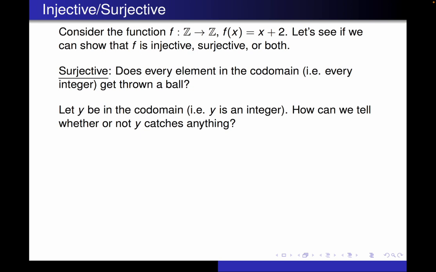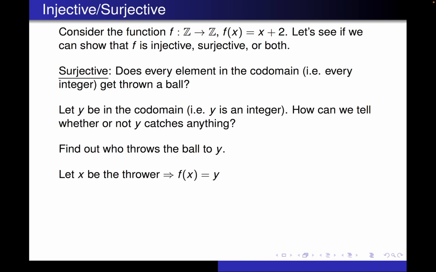Well, the most straightforward strategy for this is to actually try to find out who, if anybody, throws the ball to y. Is there any integer in the domain that actually throws the ball to y? And if so, which one? So let's see if we can figure out which one it is by saying, well, let's pretend there's a thrower x. Let's see if we can figure out what x is. Well, if x is the thrower who throws the ball to y, that means that f of x equals y. That's exactly what it means for x to be the thrower, y to be the catcher.